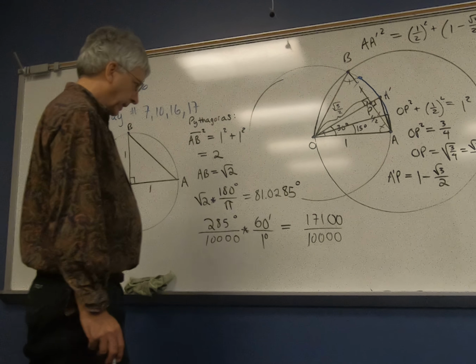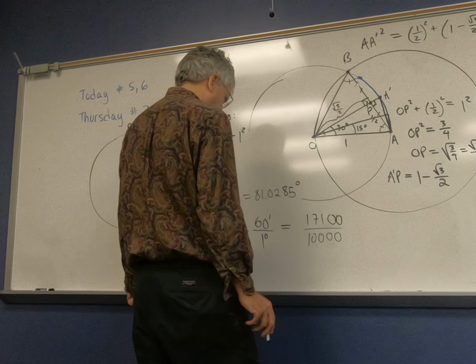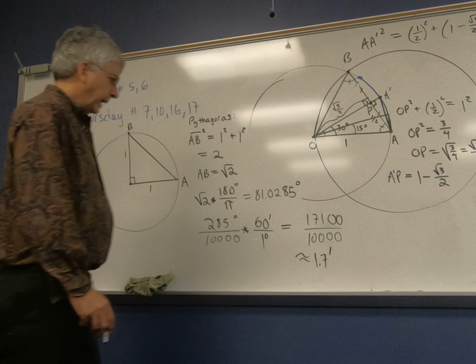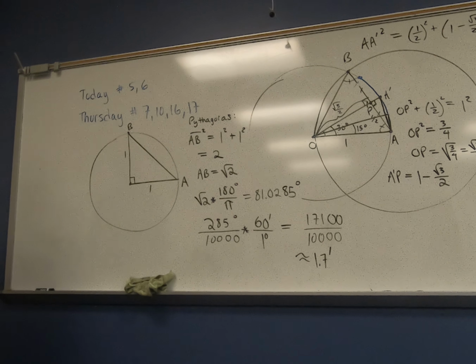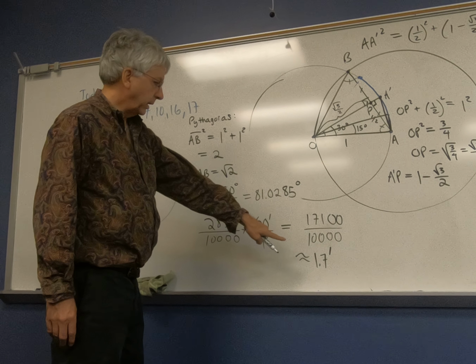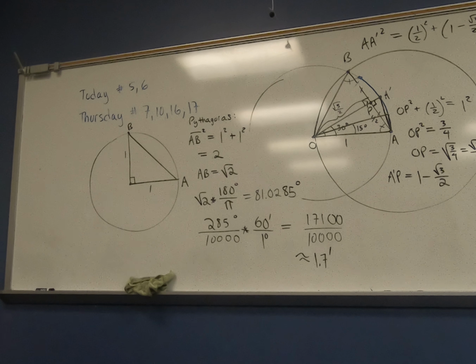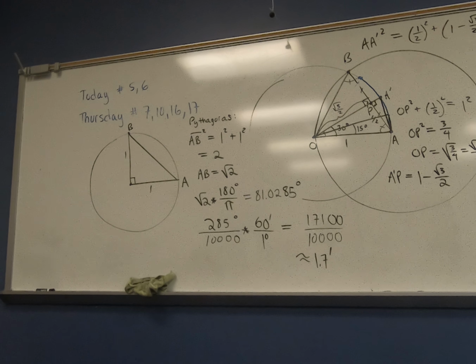So how many times does 10,000 go into that? Well, it looks like about 1.7 minutes. And if I were rounding that to the nearest minute, what would I get? 2 minutes. And does that comport with my table? Here's 90: we got 81 degrees and 2 minutes. All right, so that's the degree measure of a 90-degree chord, a chord subtending a central angle of 90 degrees.